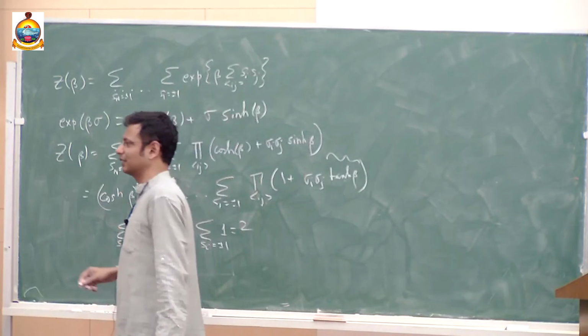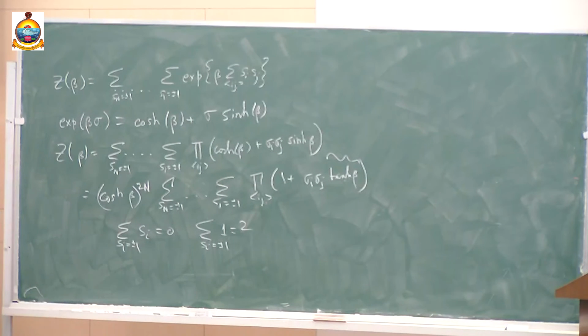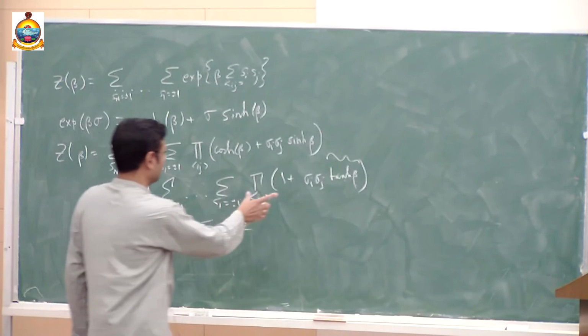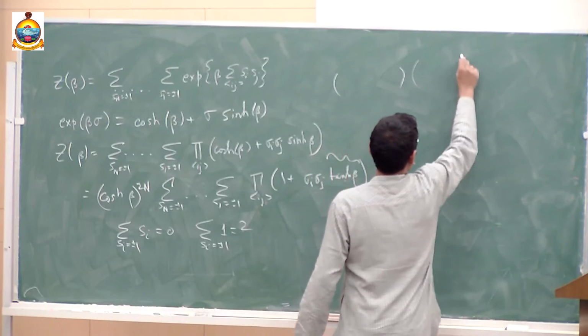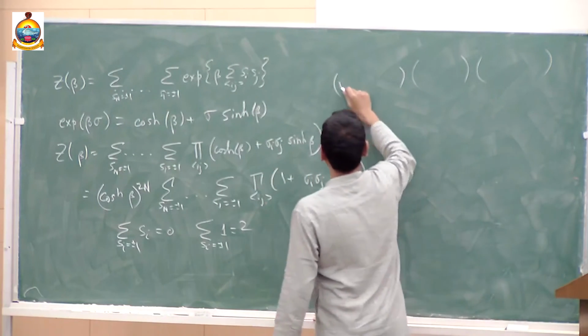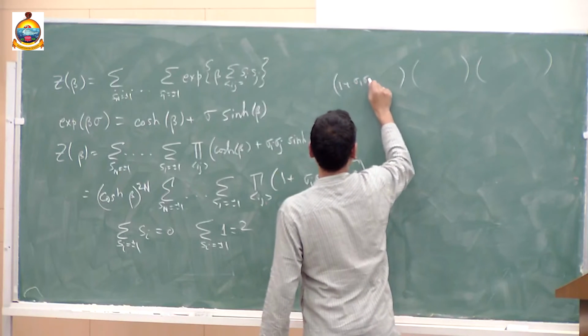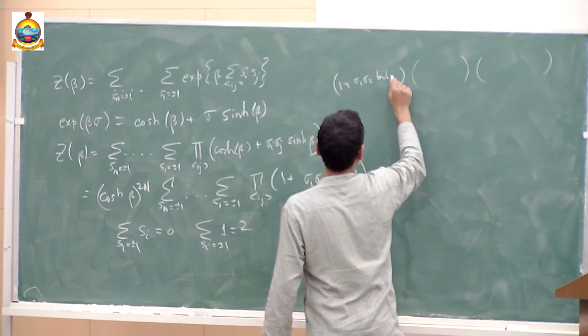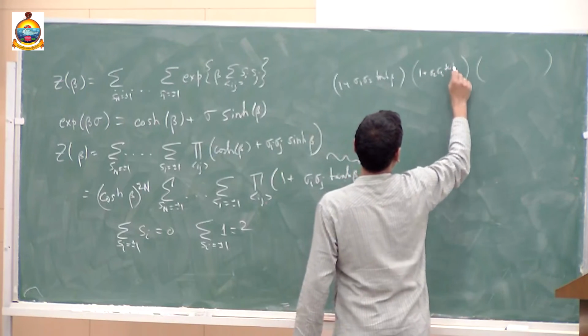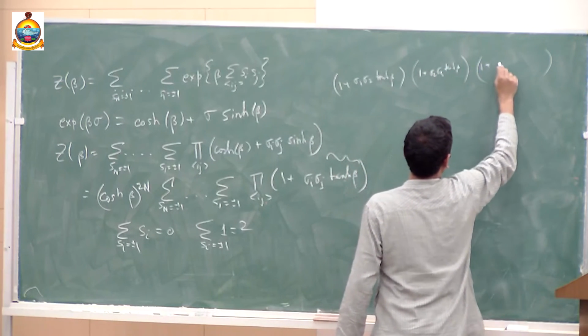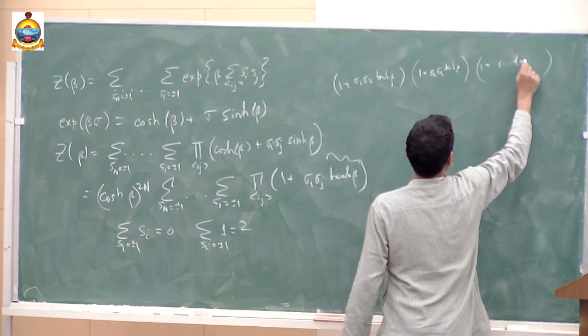Now again, let's think of a graphical way. So what is this term telling you? It's telling you that, you know, there are many terms like this, like 1 plus sigma 1 sigma 2 tanh beta, right? 1 plus sigma 2 sigma 3 tanh beta. It's a giant product, right? And so on and so forth.